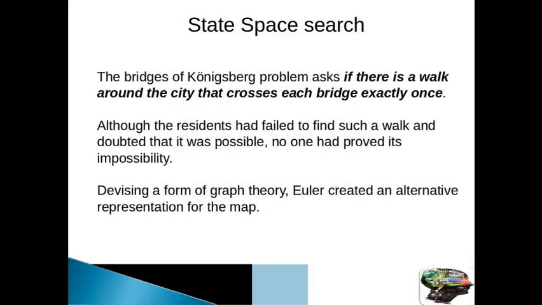Although the residents had tried to find such a walk and doubted that it was possible, no one could say anything definite about it. No one had proved its impossibility. Devising a form of graph theory, Euler created an alternative representation for the map. Euler created a graph, and he started analyzing it.